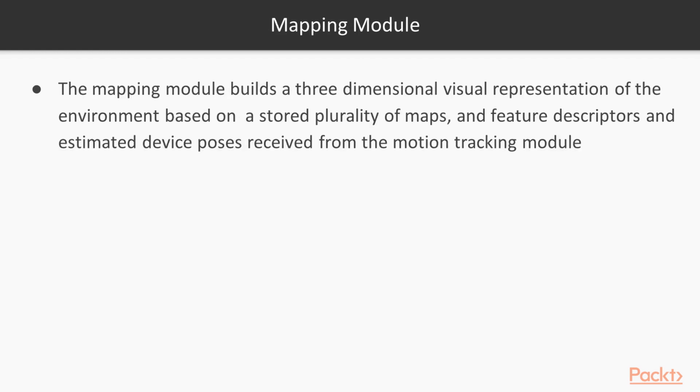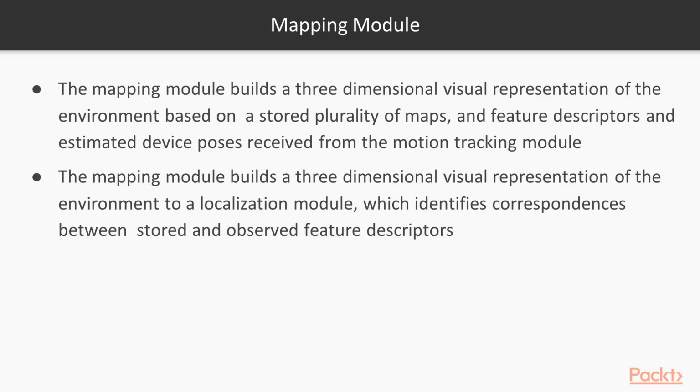So next is the mapping module. The mapping module builds a three-dimensional visual representation of the environment based on a stored plurality of maps and feature descriptors and estimated device poses received from the motion tracking module. The mapping module also provides the three-dimensional visual representation of the environment to a localization module, which identifies correspondences between stored and observed feature descriptors.